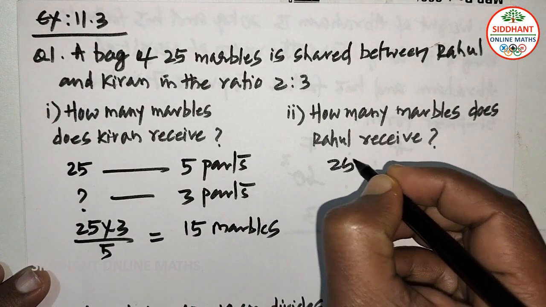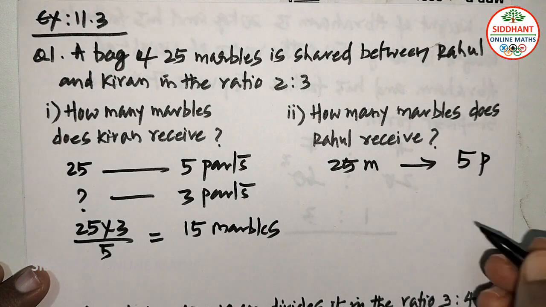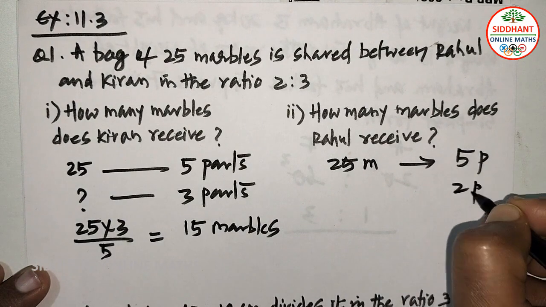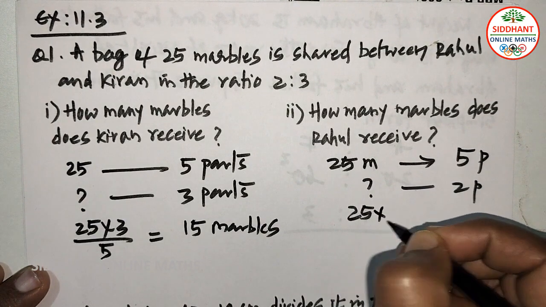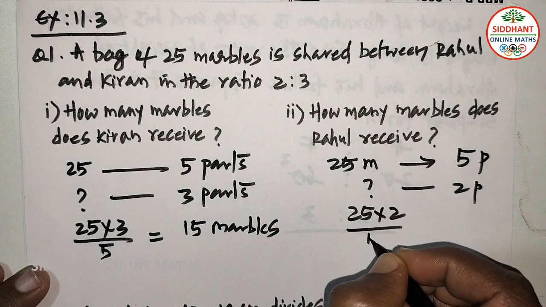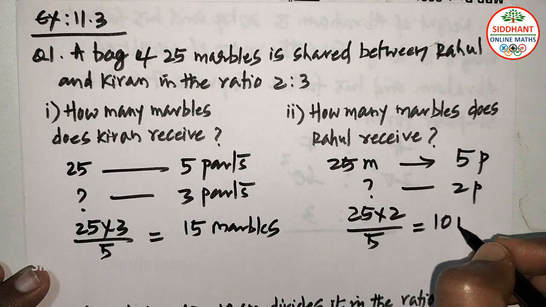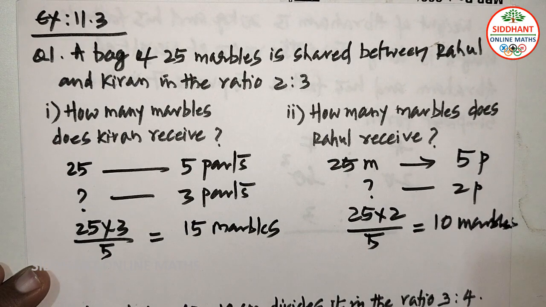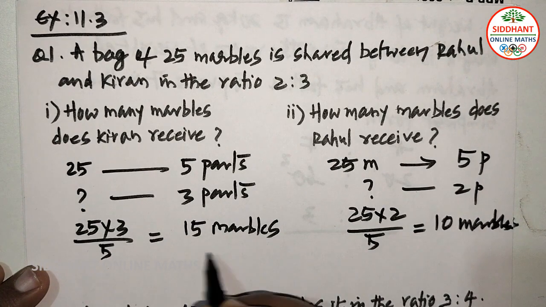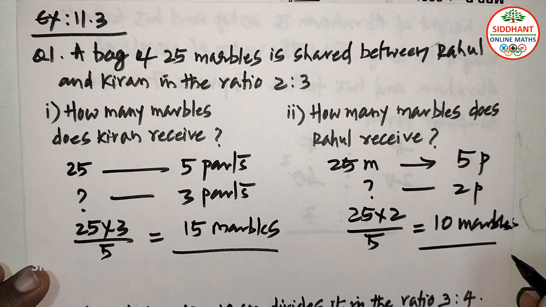Second, how many marbles does Rahul receive? So 25 marbles divides into 5 parts, then 2 parts. How many marbles? That means 25 into 2 by 5. So that will be 10 marbles. So for Kiran 15 marbles, for Rahul 10 marbles are shared.